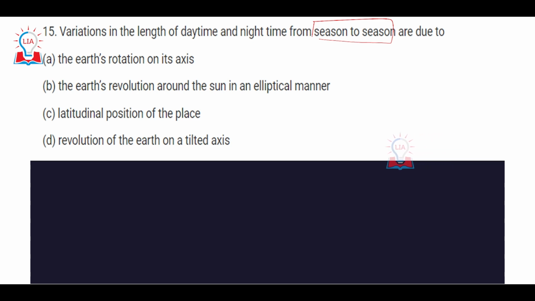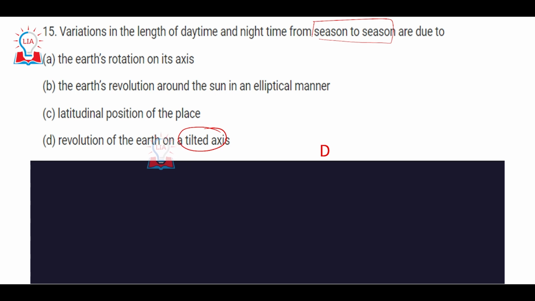It is asking that if you are coming from one season to another, for example, between winter to summer, obviously we see the change in the length of day and night. For example, in the winter, night is longer, day is shorter, while in summer, day is longer and night is shorter. So what is the reason behind this? So the main reason behind this is the revolution of Earth on a tilted axis. It is not only the revolution.